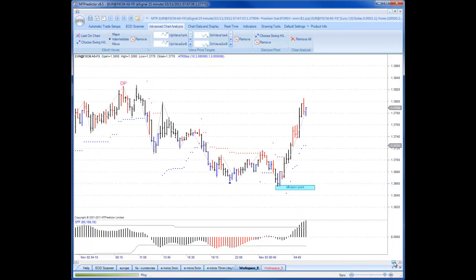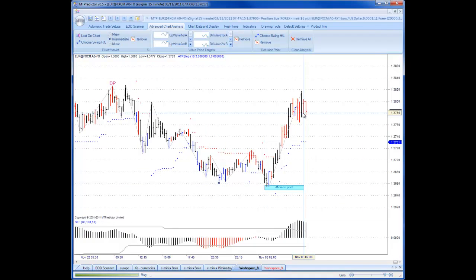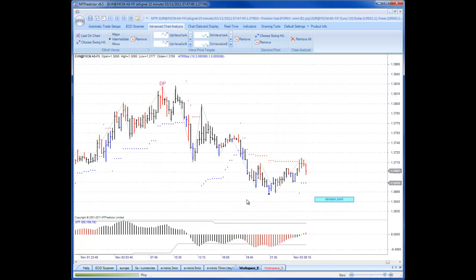and if I go forward you can see that's where the sharp rally started from. In other words, right at our support target that was actually projected. Remember, this was projected in advance before the market even got there.